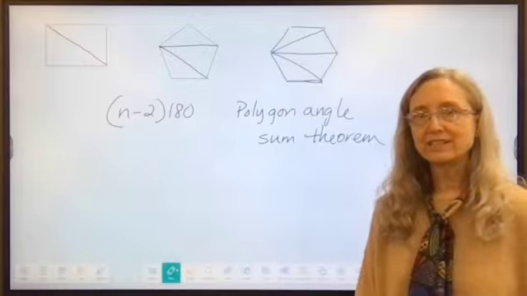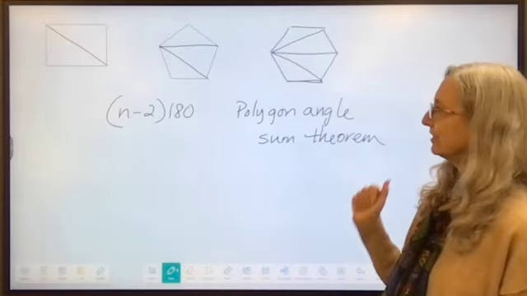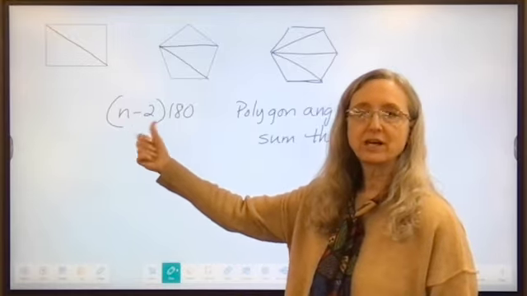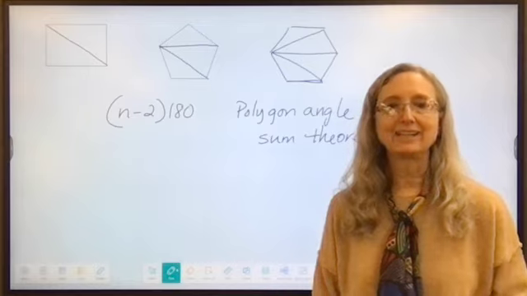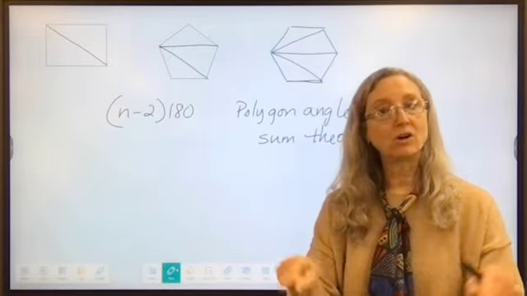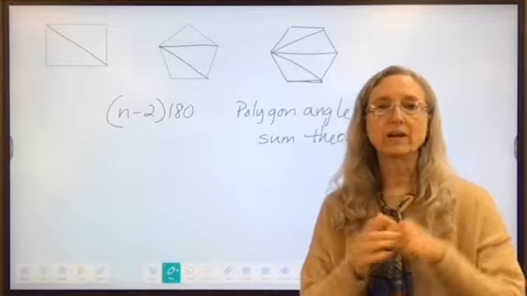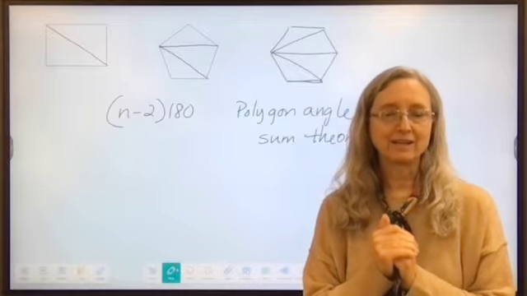So that formula that I just showed you is called the polygon angle sum theorem. The number of sides, take 2 from the number of sides, multiply that by 180, and you know what the sum of all the interior angles will be.